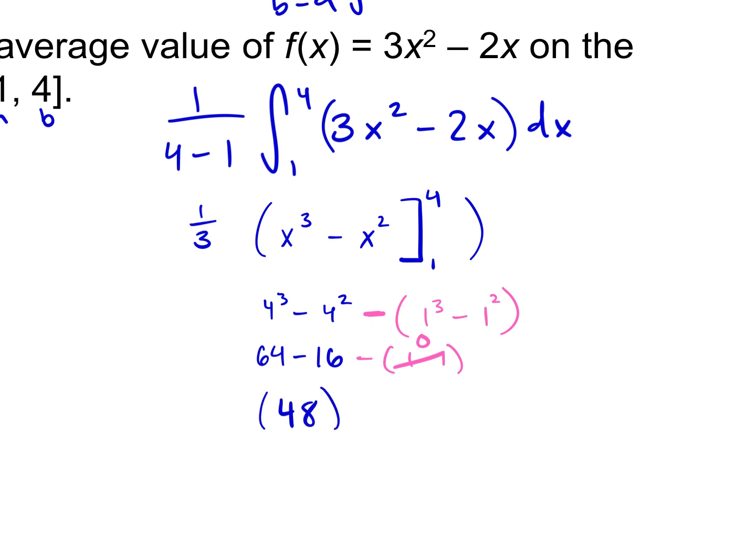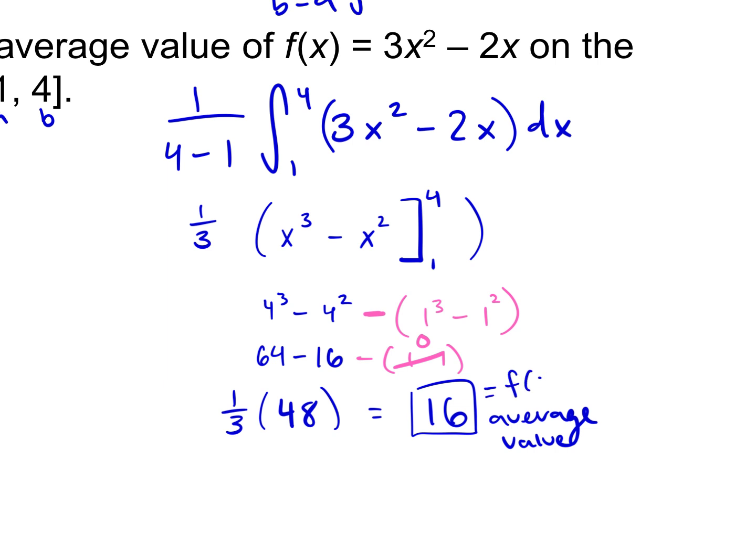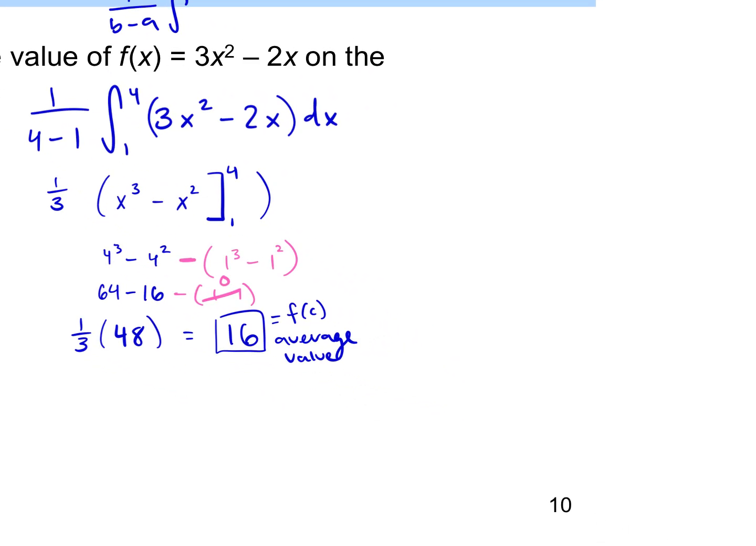So our area under the curve is 48, but to find our average value, we have to multiply that times 1/3. So 48 divided by 3 would be 16. So 16 is our average value. So 16 is our f of c. We're going to take this one step further. Let's say that this question asks us to find c.